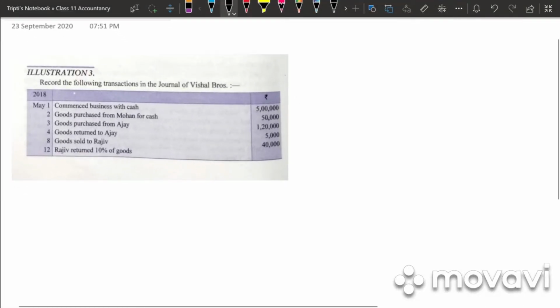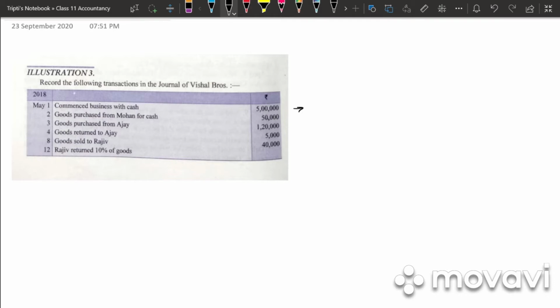Good morning, students. So let's continue with the problems of journal entry. Let's go on to illustration 3. Record the following transaction in the journal of Vishal Brothers. So first it is commenced business with cash.